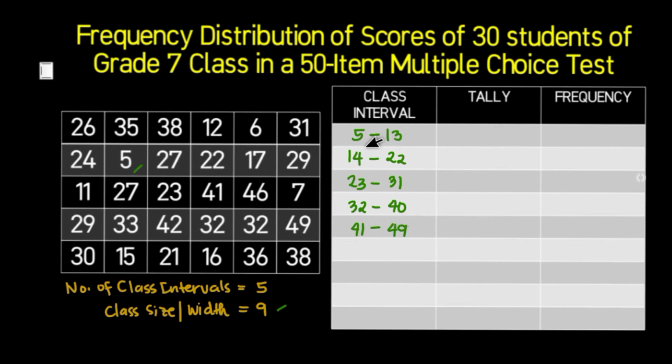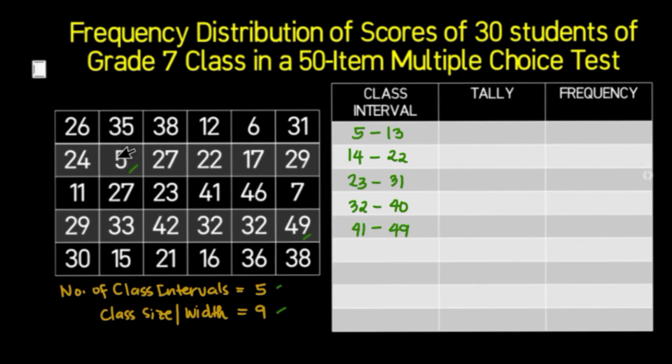So, bilangin natin kung ilan na yung row na nagawa natin. So, 1, 2, 3, 4, 5. Dapat 5 lang kasi number ng class intervals is 5 lang. So, dapat 5 na row lang. So, 1, 2, 3, 4, 5. Stop na tayo dyan. Since na-cover na din yung pinaka-last or yung highest score na 49. So, okay na tayo dyan.